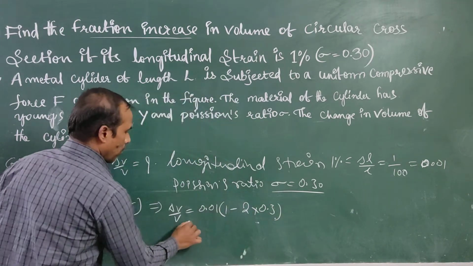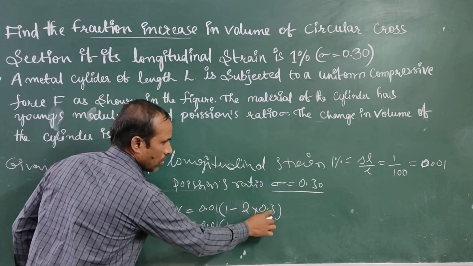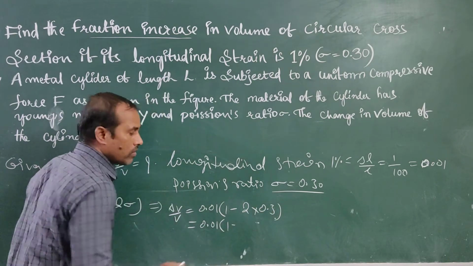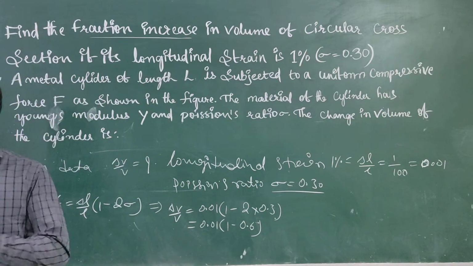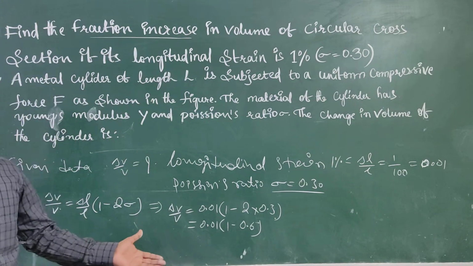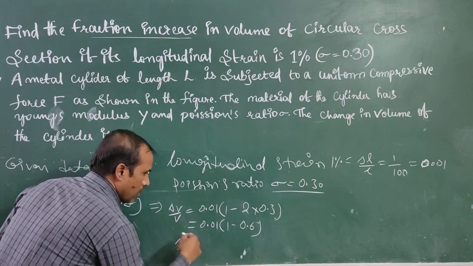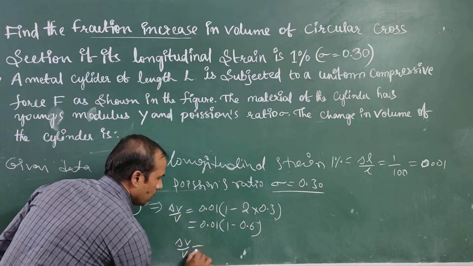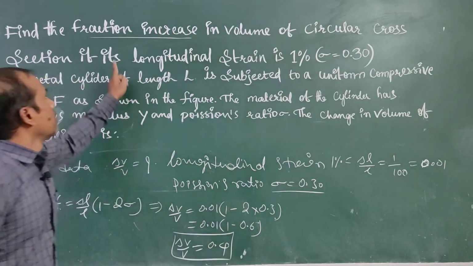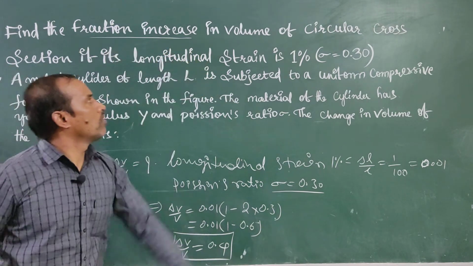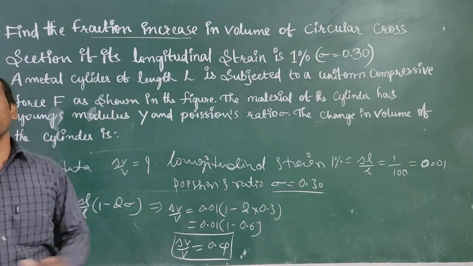0.3. Simplifying: 2 into 0.3 is 0.6. 1 minus 0.6 is equal to 0.4. Correct or not? So the fractional increase of volume, delta V by V, is equal to 0.4. This is the fractional increase of volume of the given cylinder. This is the answer to the given question.